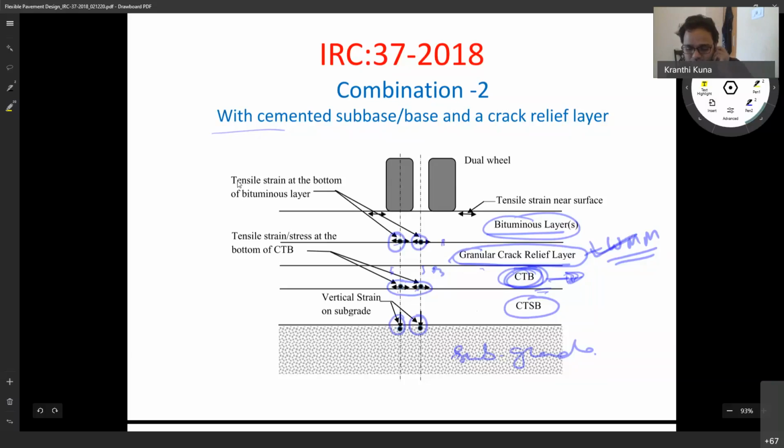Okay, this is how we design a pavement with cement treated base and cement treated subbase. In addition to the analysis we do for conventional pavement, we have to perform two additional analyses: one for tensile stress and one for tensile strain. There are two additional models. Those models I will show you a bit later.